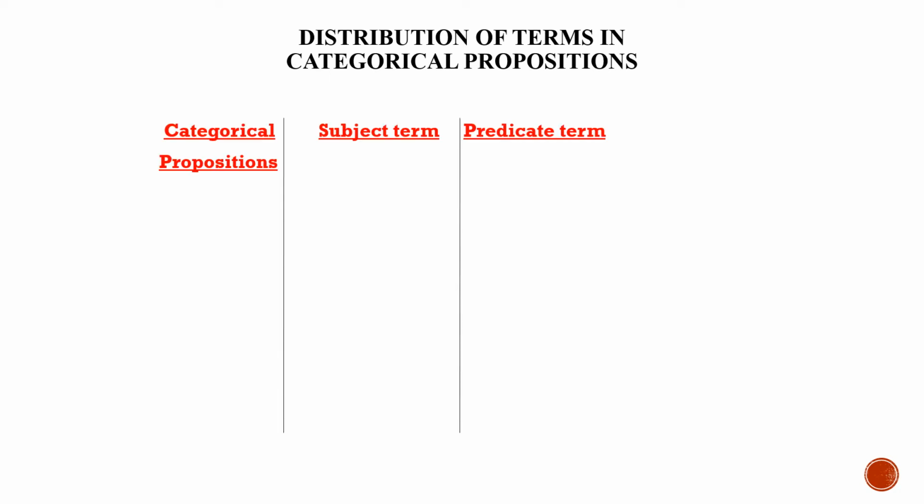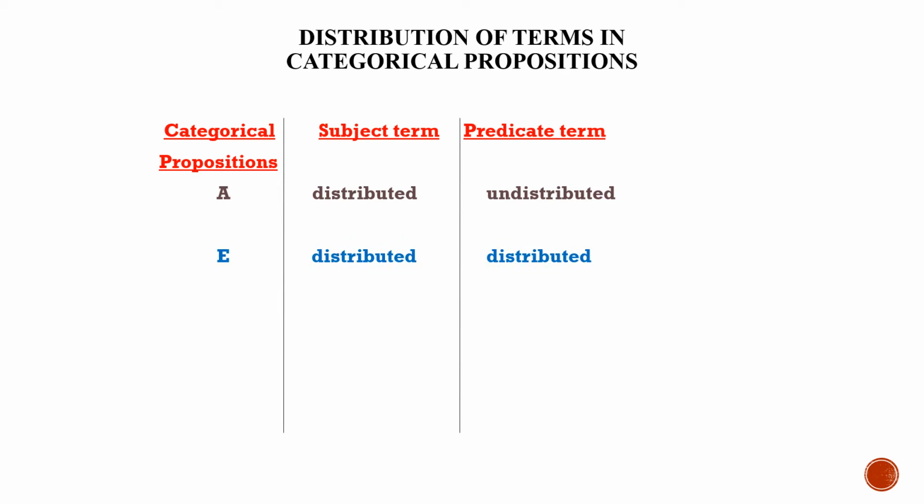Before we go to rule 2, the rule of distribution, we must understand how the terms are distributed in categorical propositions. In a categorical proposition, there is the subject term and the predicate term. We know that there are 4 types of categorical propositions. Let us see the A proposition. The subject term is distributed, whereas the predicate term is undistributed. We know already when it is distributed and when it is not. When it refers to the whole class, the entire class, then it is said to be distributed, and when it does not refer to the whole class but to some members of the class, then it is said to be undistributed. So in the A proposition, the subject term is distributed, whereas the predicate term is undistributed.